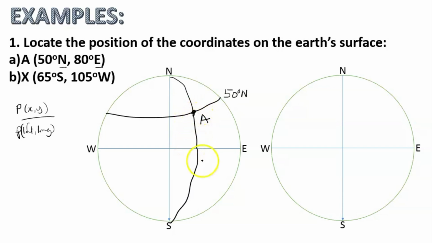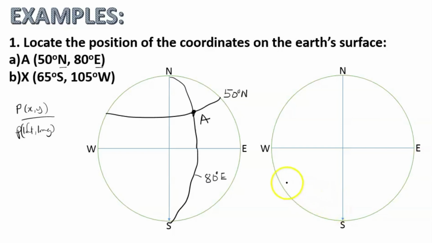So usually we label this 180, so that we can differentiate it. So this is 180 degrees east, and this is 50 degrees north. So that's point A. You see, it's very easy. All right, let's look at another one, which is 65 degrees south.